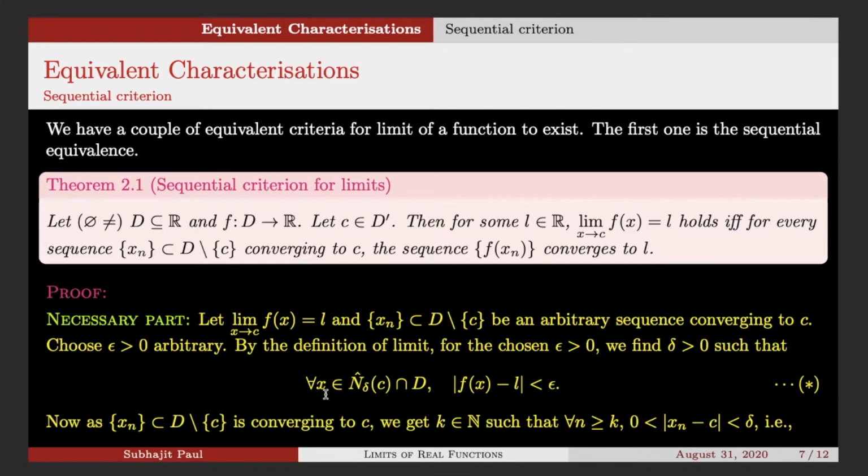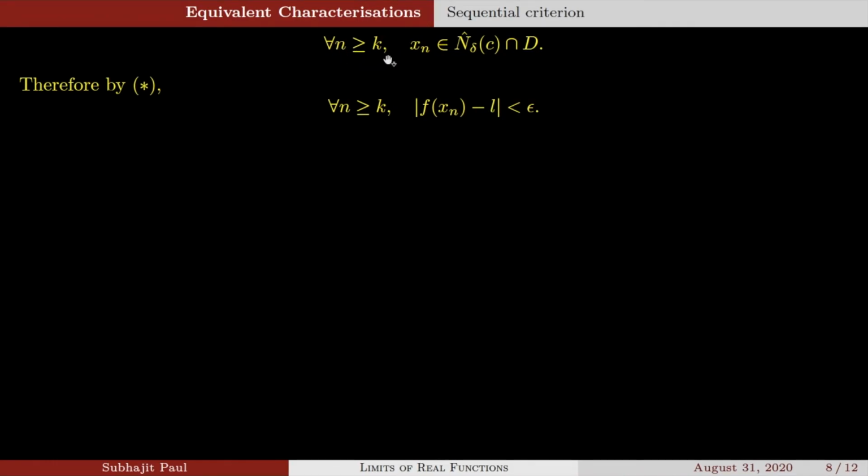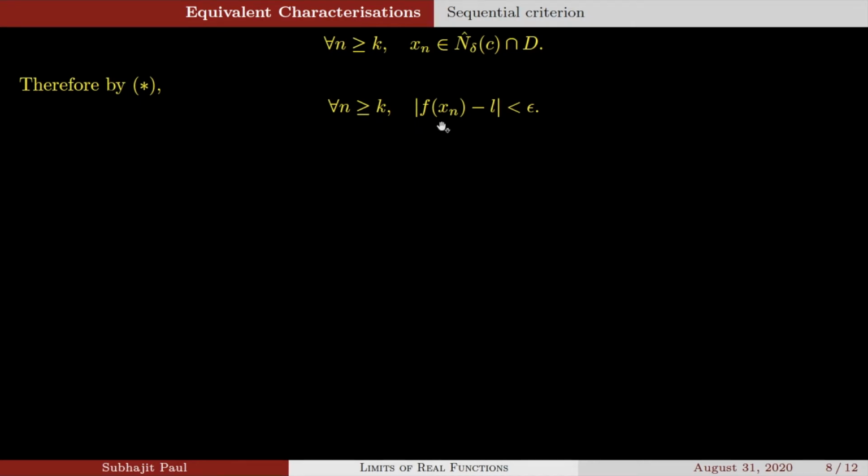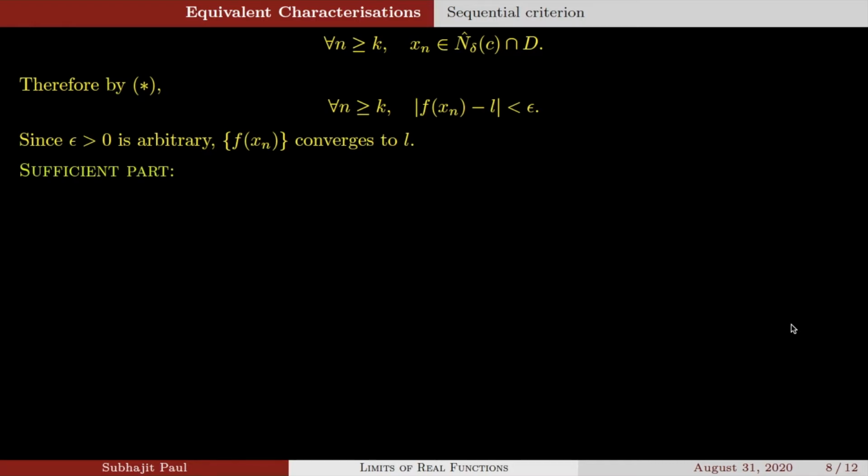for all n greater than or equal to k, xn is in the deleted delta neighborhood of C. So by star, f(xn) minus L is less than epsilon. Finally, we get for all n greater than or equal to k, |f(xn) minus L| is less than epsilon. Since epsilon is arbitrary, f(xn) converges to L. The functional sequence converges to L. So for any sequence xn converging to C, the functional value sequence converges to L. All right, so this goes for the necessary part.